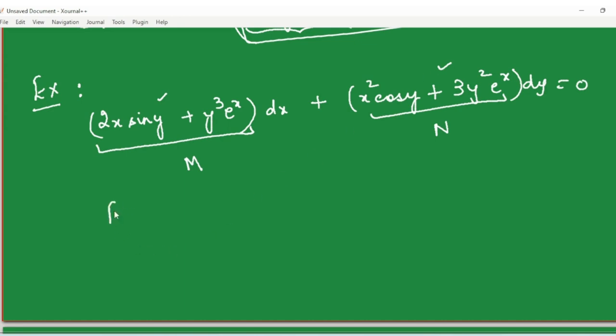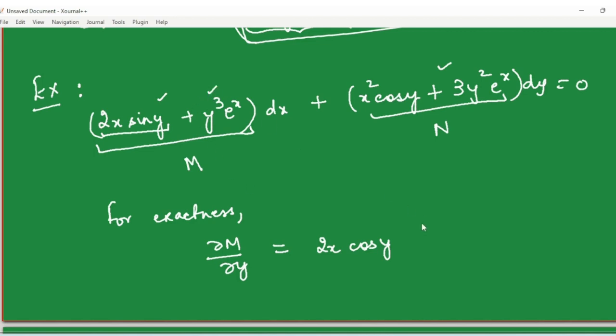Now for exactness, what do we want? We want equality of partial derivatives. Let's check del M by del y. The function which is appearing with dx, its partial derivative with respect to y is to be taken. Now when you partially differentiate this expression with respect to y, 2x is like a constant and the derivative of sine y is cos y.